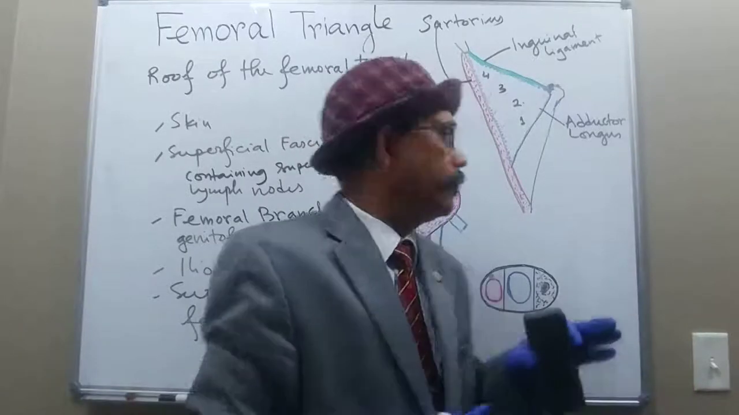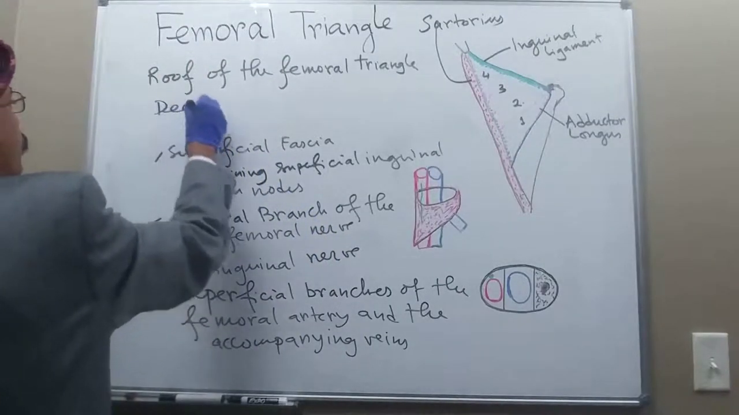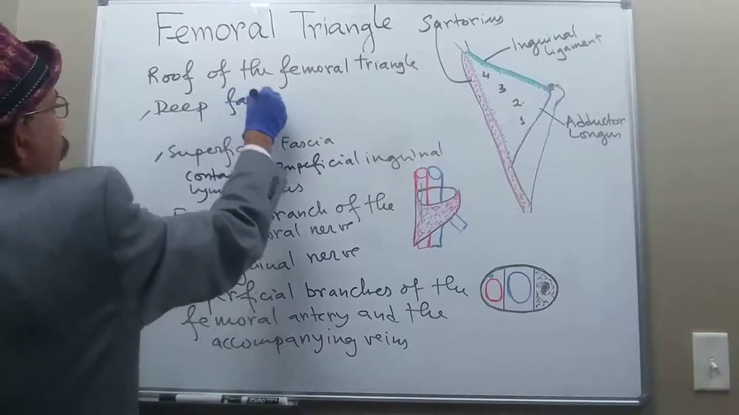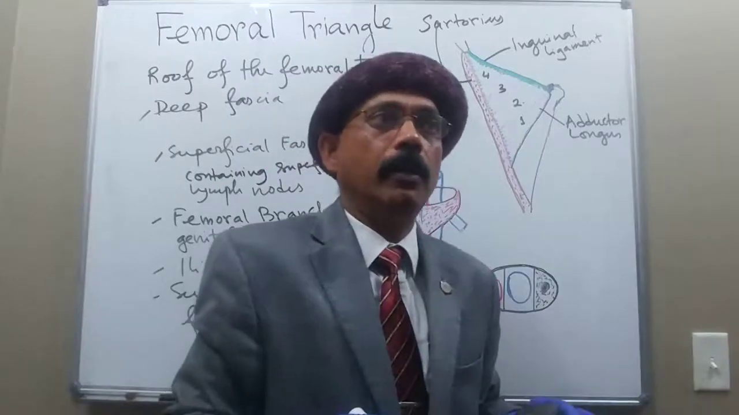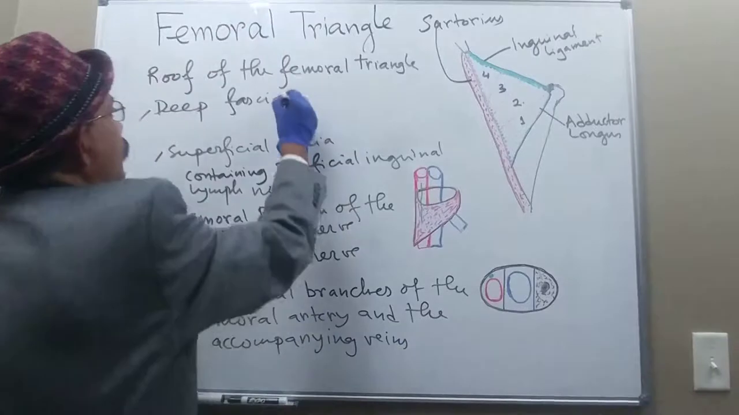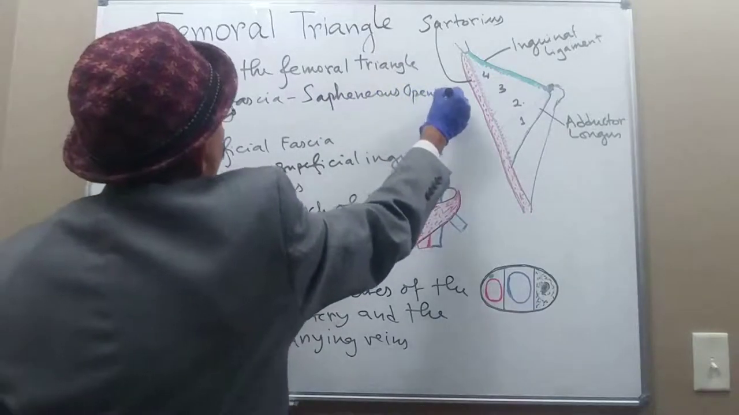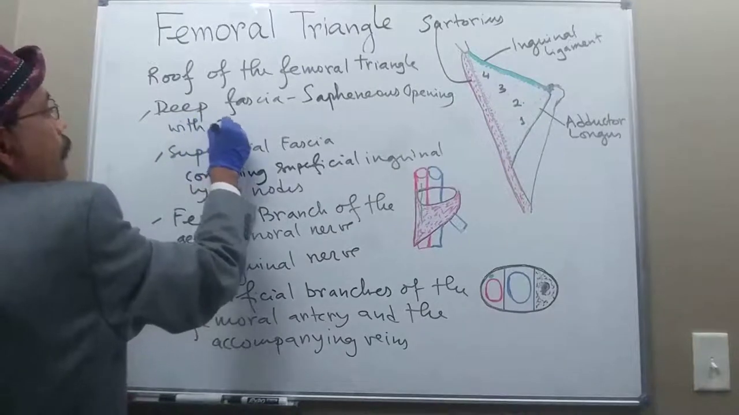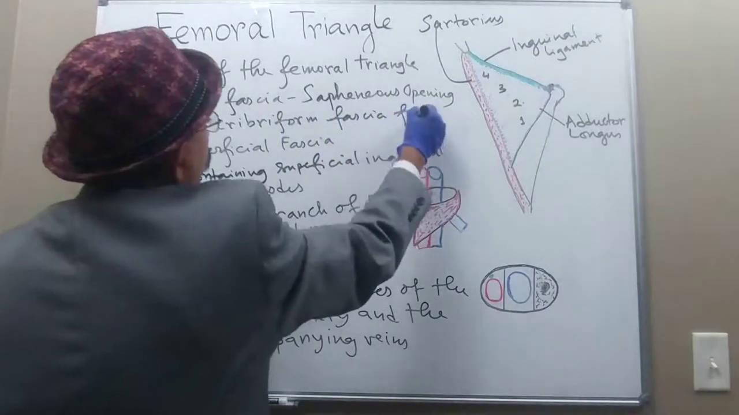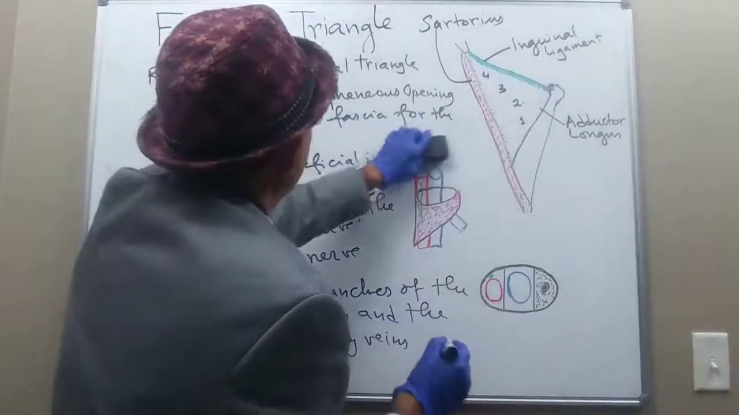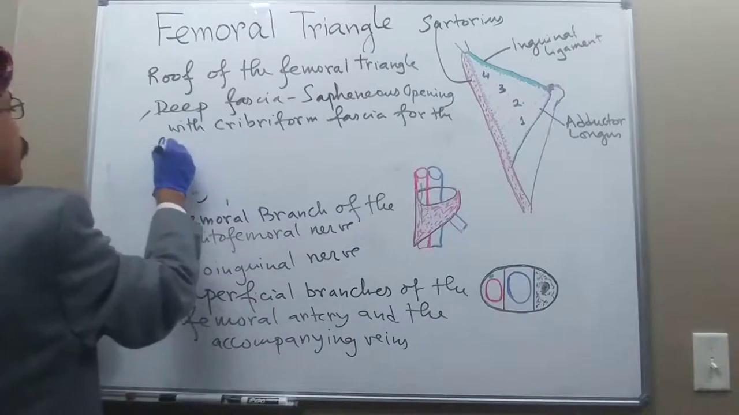The roof also contains the deep fascia, the fascia lata. The deep fascia has an opening called the saphenous opening, covered by the cribriform fascia, for the passage of the great saphenous vein. This is the great saphenous vein.